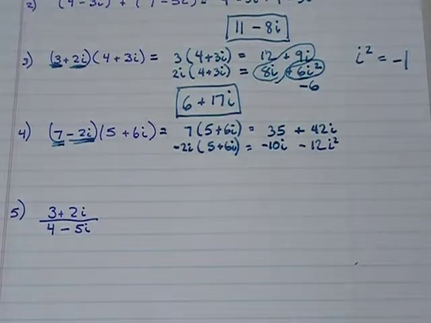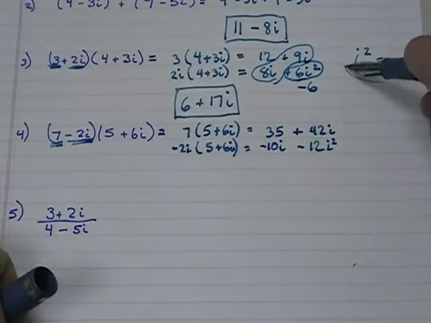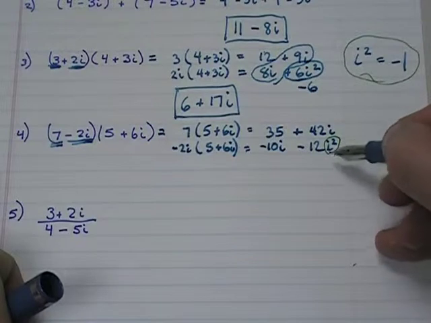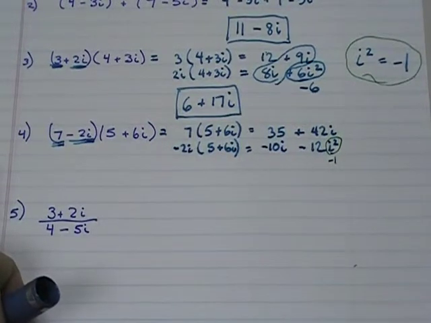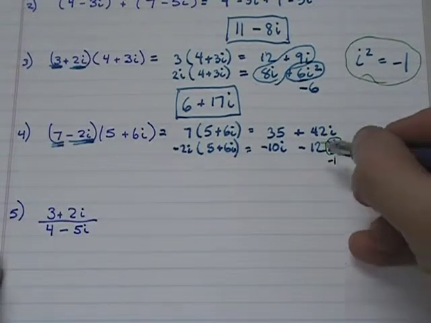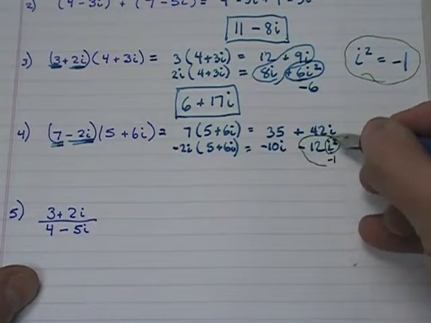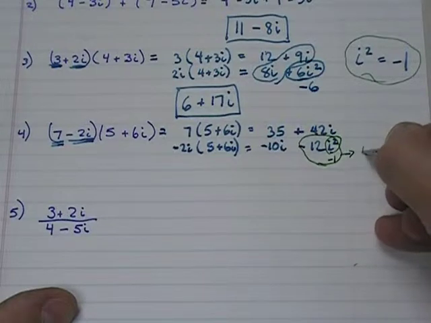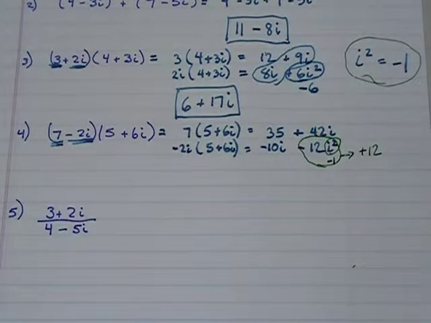And I'll point out again, you have to remember that i squared equals negative 1. This is so important. And so in this case, this is really negative 1. Well, what is negative 12 times negative 1? Well, negative 12 times negative 1 is going to be the same as plus 12. So that whole quantity is really plus 12.